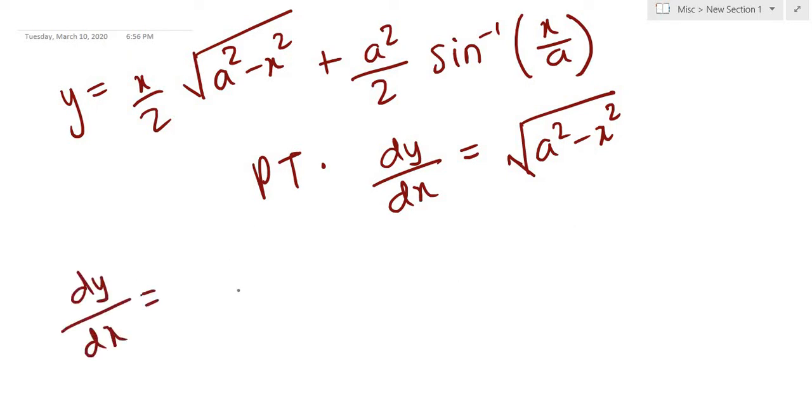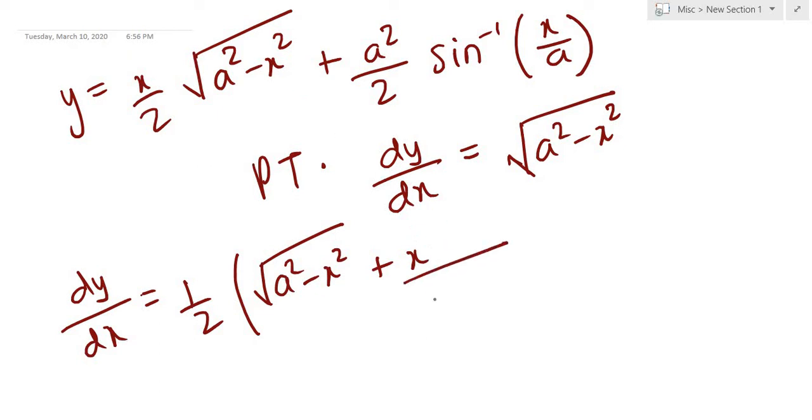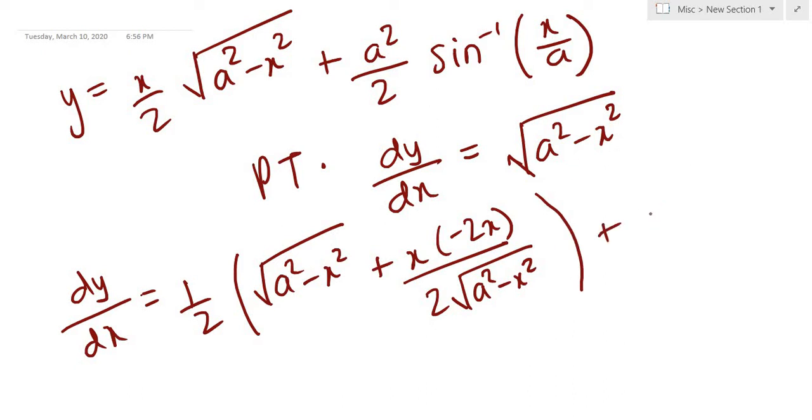dy by dx is, well, let's use the chain rule. Take the half out. Derivative of x is just 1, so this factor along with it, plus x times the derivative of this inside. So we'll have 2 times the square root of a squared minus x squared already, and the derivative of a squared minus x squared is negative 2x. And then we have this sine inverse term that we need to differentiate. I'll just do it at the bottom.